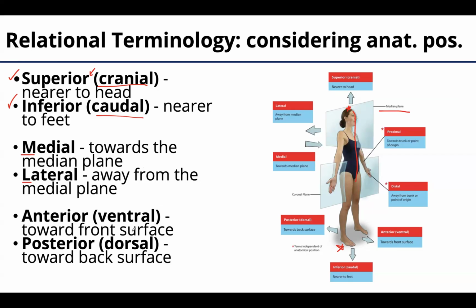In neuroanatomy, specifically when talking about the brain, rostral is used instead of anterior. Rostral means towards the beak.